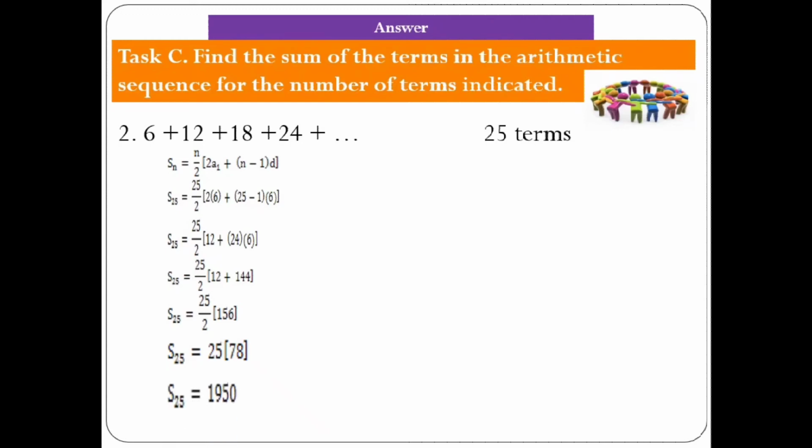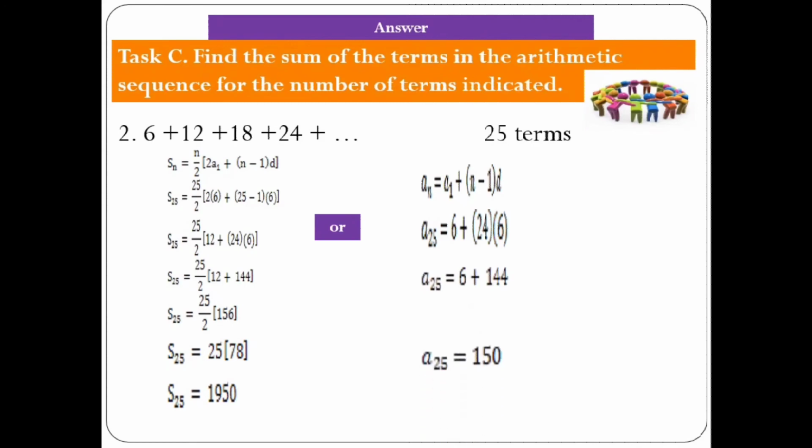Or if we want to use the other formula, we still need to get the last term, which is the 25th term. To be able to get the 25th term, we will use the formula a sub n is equal to the first term plus the quantity of n minus 1 times the common difference, wherein the first term is 6 and the common difference is 6. So we have 6 plus 24 times 6, which is equal to 6 plus 144, which is equal to 150. Therefore, the 25th term of the given sequence is 150.